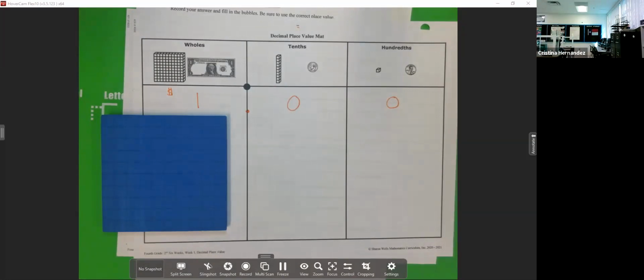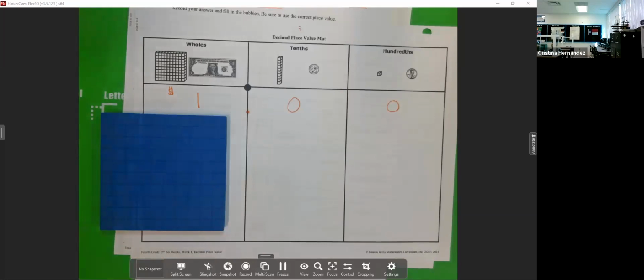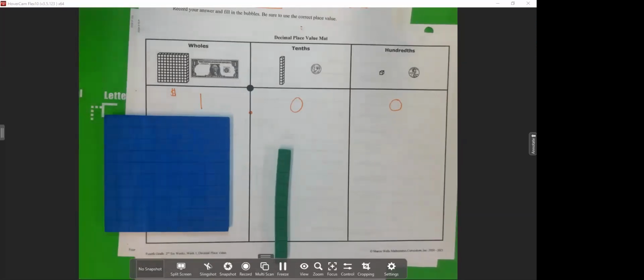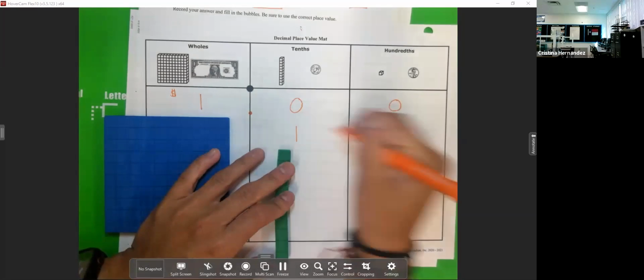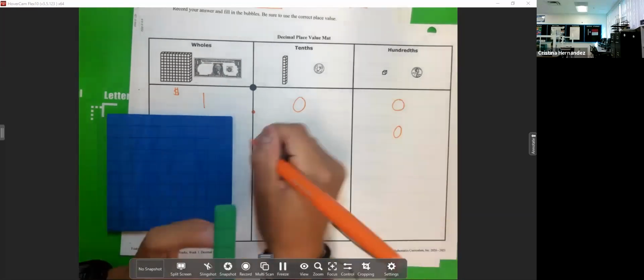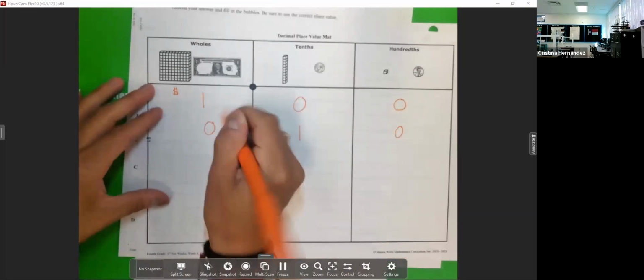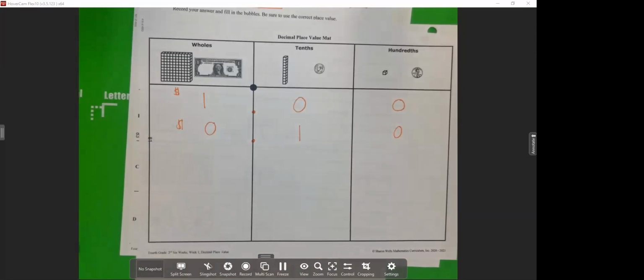What if I have 10 cents? Where would my one go? Do I have a whole if I have 10 cents? No. So you would put a 1 here, and then you put a 0 here. This is the difference. If you're thinking of money, isn't that how 10 cents looks? Like if we write 10 cents, or if we write 10.